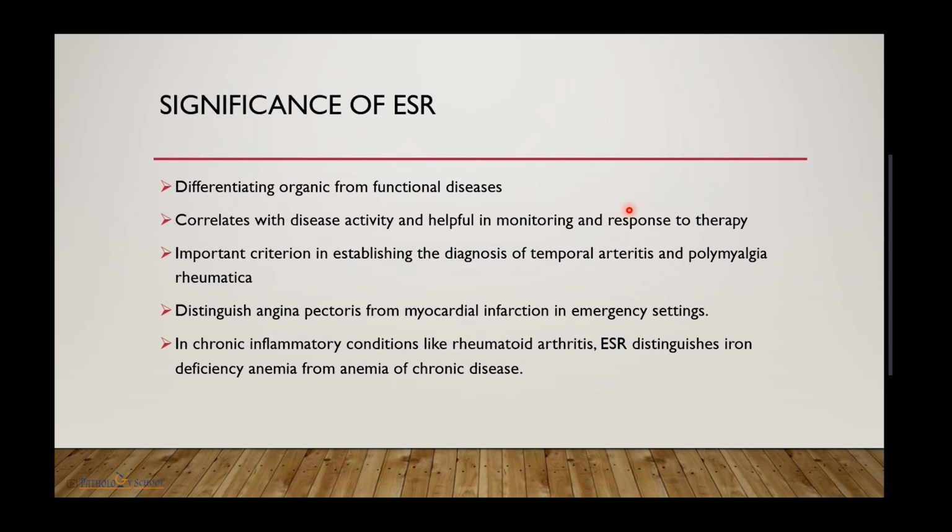What is the significance? Why are we doing it? It is basically used to differentiate organic diseases from functional disorders. It also correlates with disease activity and helps us in monitoring response to therapy. It forms an important criterion in the diagnosis of temporal arteritis and polymyalgia rheumatica. It distinguishes angina pectoris from myocardial infarction in emergency settings, and in chronic inflammatory conditions like rheumatoid arthritis, it also distinguishes iron deficiency anemia from anemia of chronic disease.